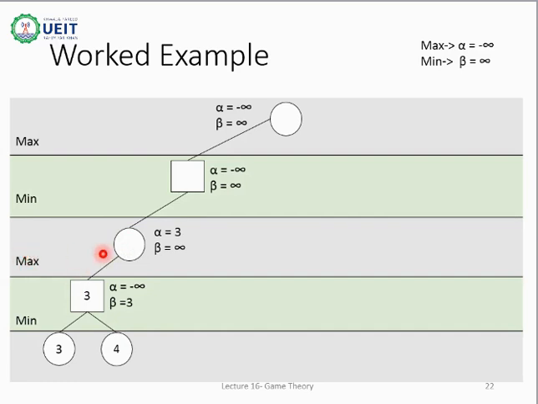And it is at max level. As at max level, we have to select maximum value and alpha is associated with maximum, and we do not have right child of this node yet. Thus, for time being, 3 is assigned to alpha. Notice value of beta has not changed. As at max level, only alpha is to be selected. Value of beta gets changed only when we are at min level.